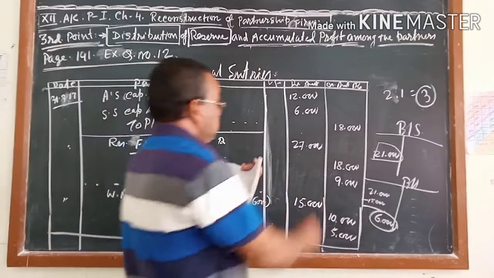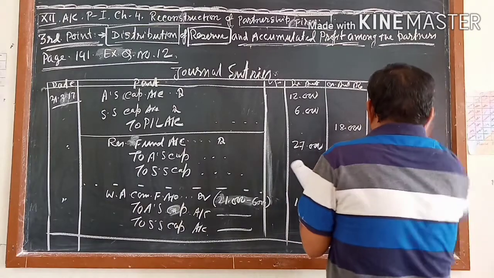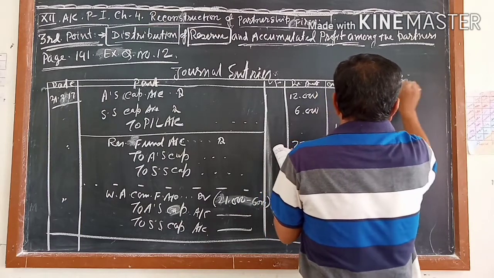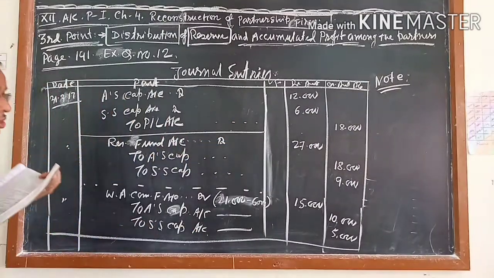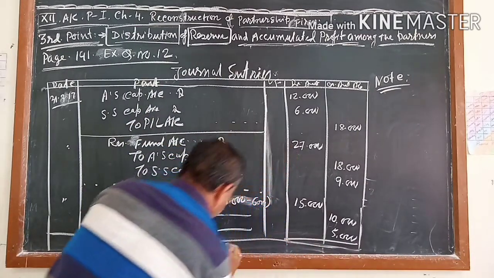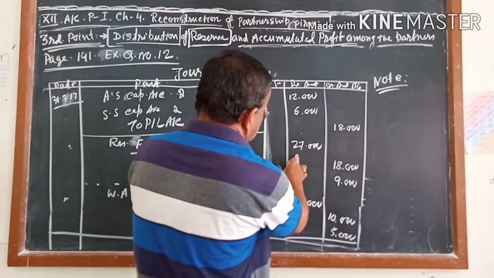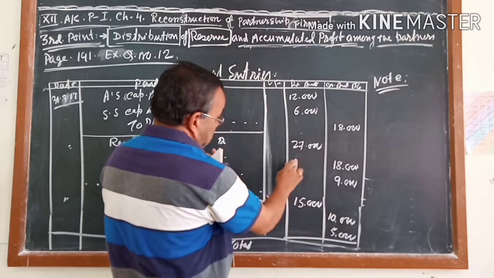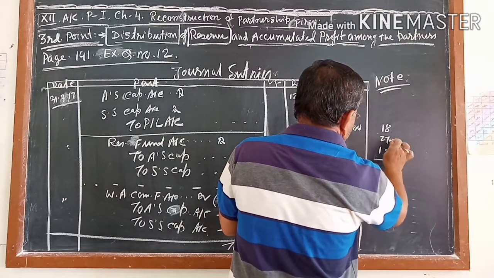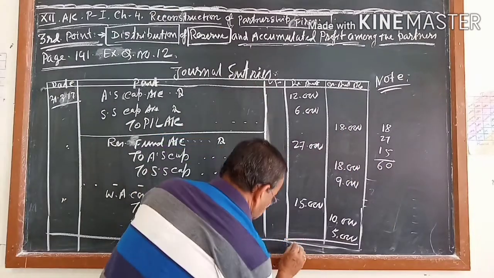Now note, this is 1, 2, 3, and here you have to write a note. What note you have to write? I am not writing the note here, you have to write the note below that journal. You have to make the total of this journal always. How much total comes? This is 18, 18 plus 27 plus 15. That is, I think, 60,000 is coming.